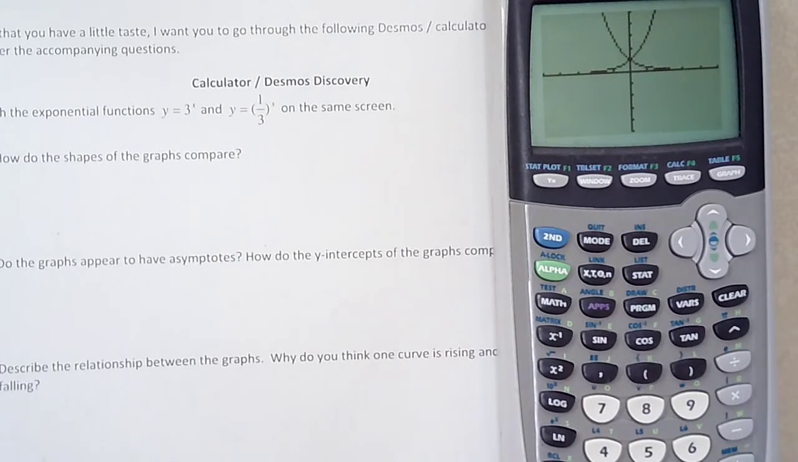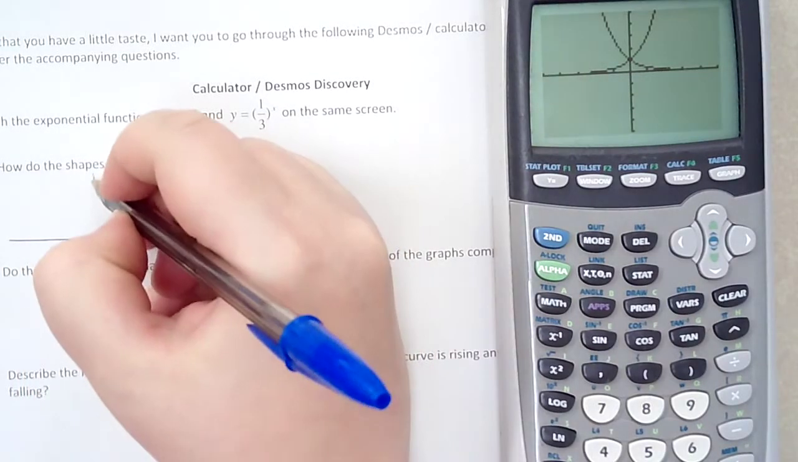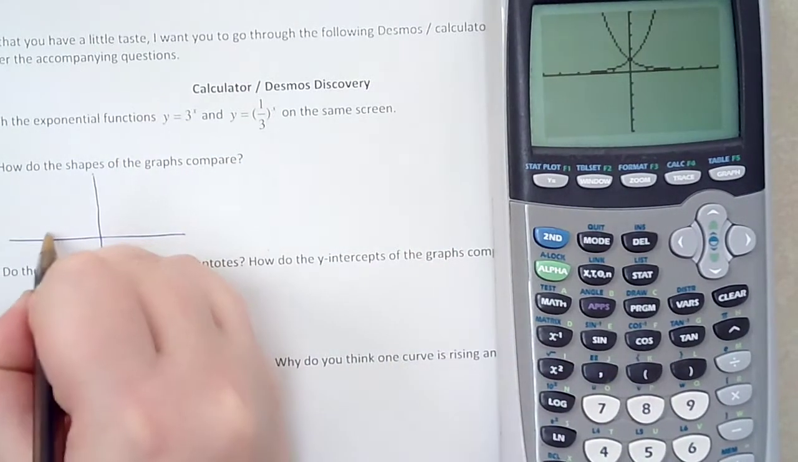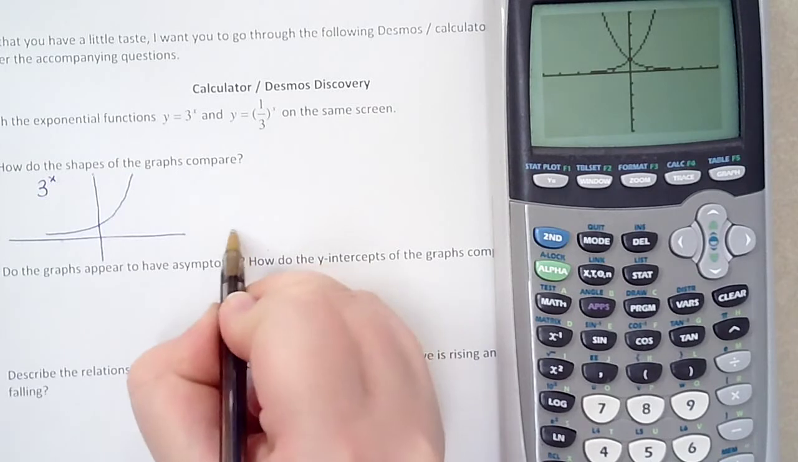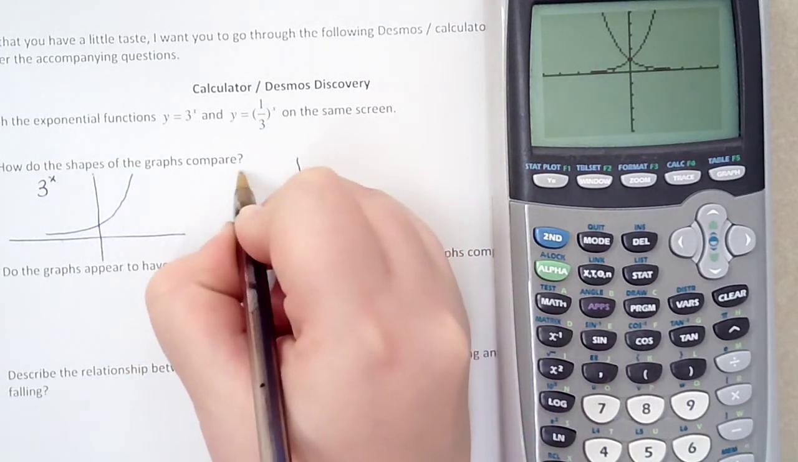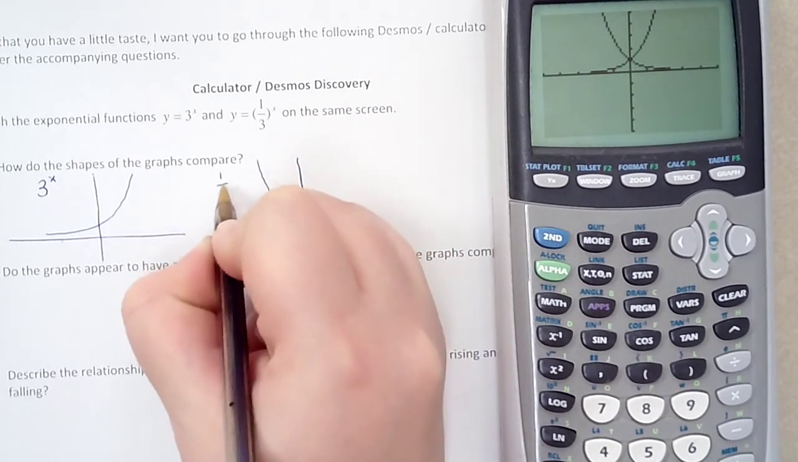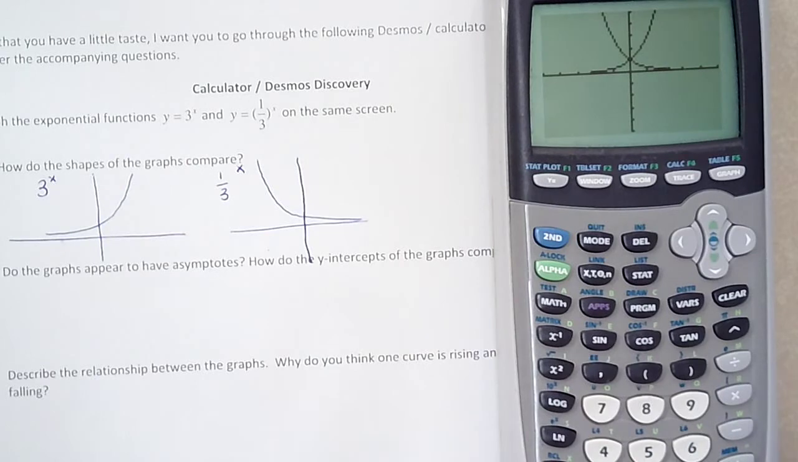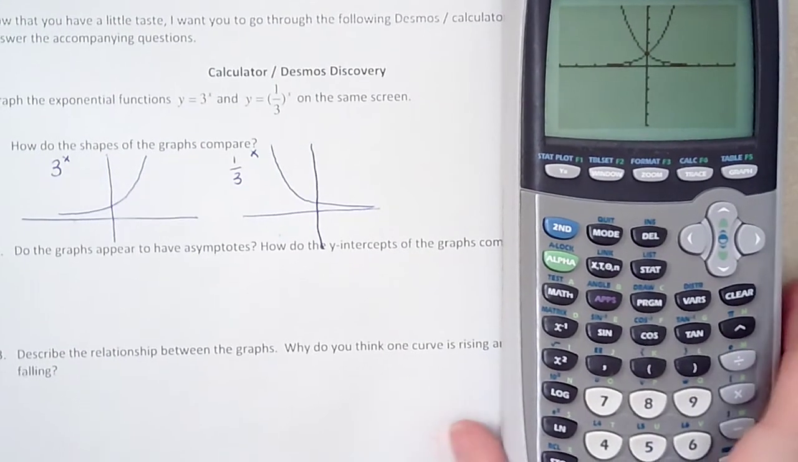So how do the shapes of the graphs compare? Well, they're relatively the same. One just goes down, one goes up. So I personally, if I was taking notes, I would show these graphs and see what they look like. I'd label this one 3 to the x. I'd graph the other one as starting up here and going down. This one's 1/3 to the x. And I would just say that they basically look like mirror images of each other.